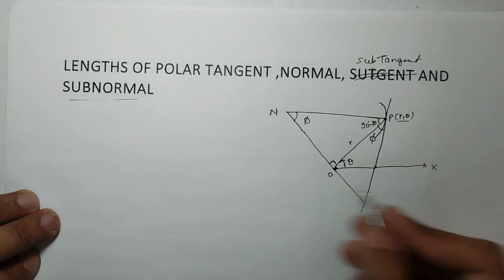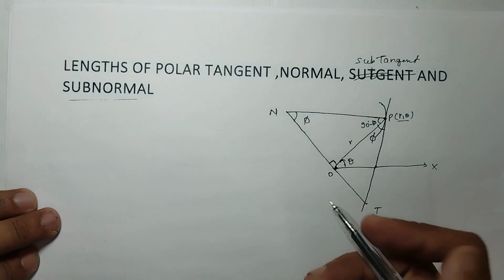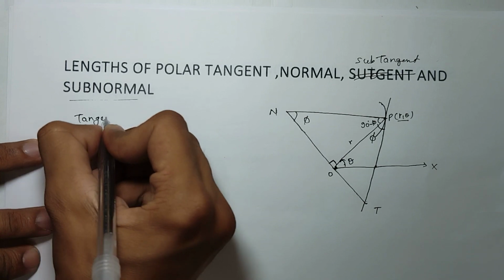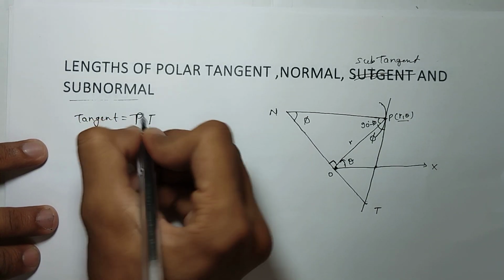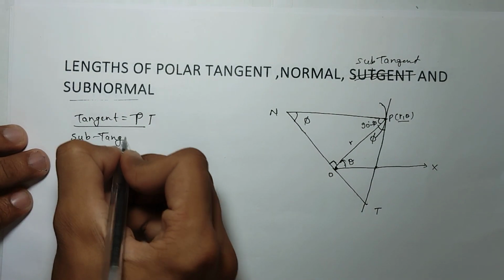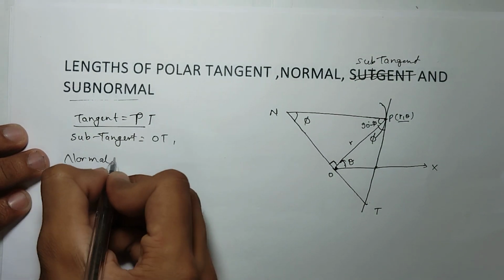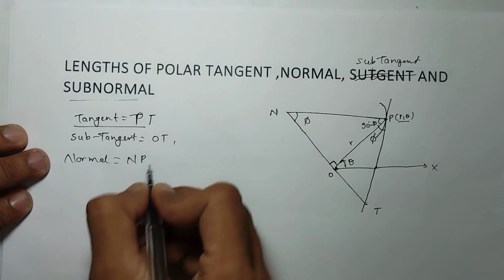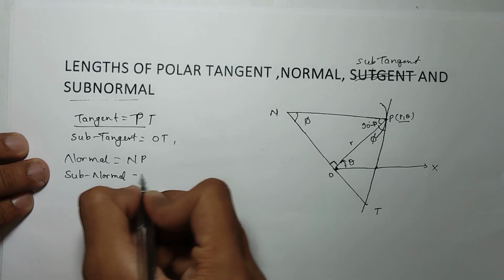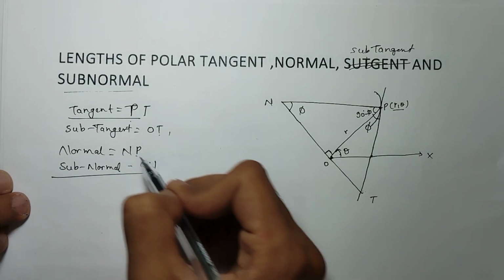Okay, now first let's see the definitions of what polar tangent, normal and subnormal are. This PT is our tangent. Length of tangent is PT and subtangent is our OT, normal is PN and subnormal is ON. Now we have to find the lengths of PT, OT, NP and ON.